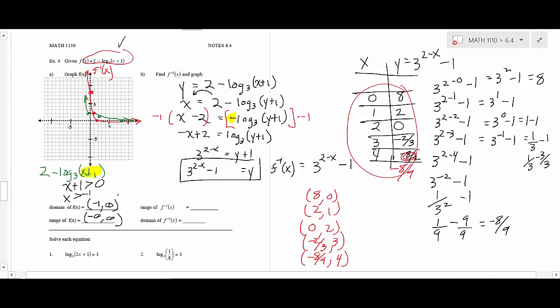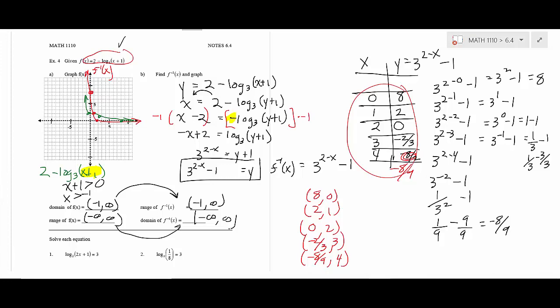And then these things just go backwards, so the range of the inverse would be the same as the domain of the function. And then the domain of the inverse would be the same as the range of the function. So it would go like that. Okay? All right. Now, one thing about this, on graphs of logarithms, I don't generally test over transformations.